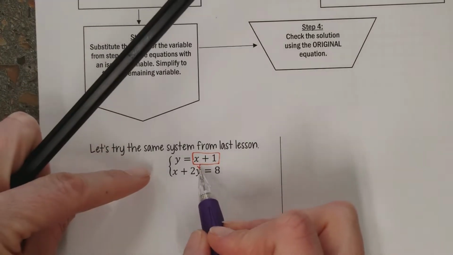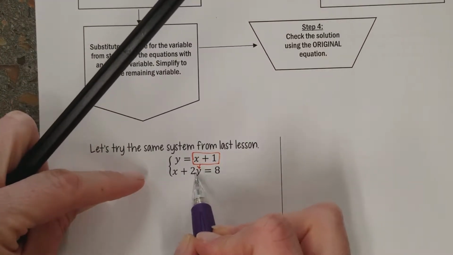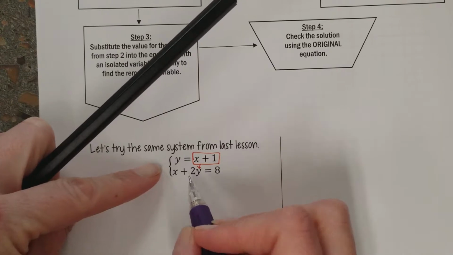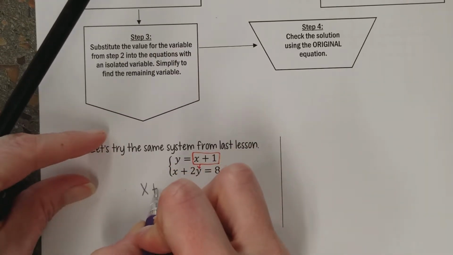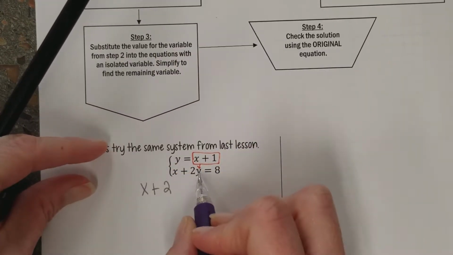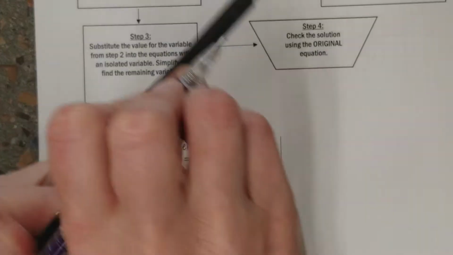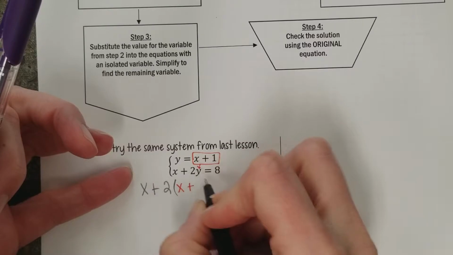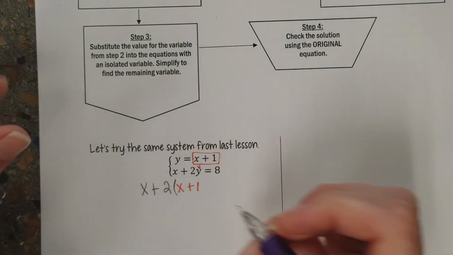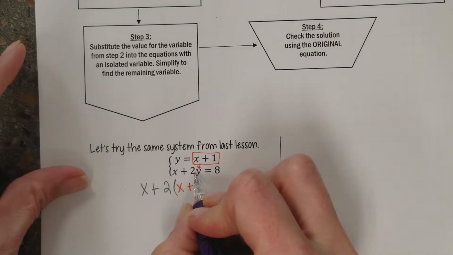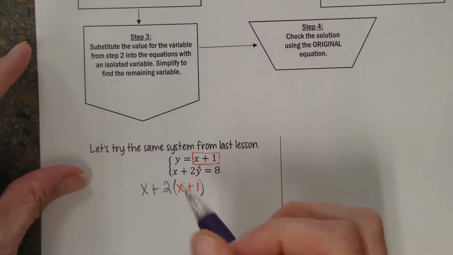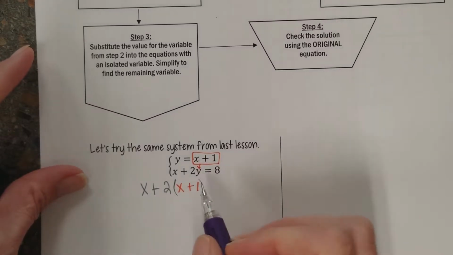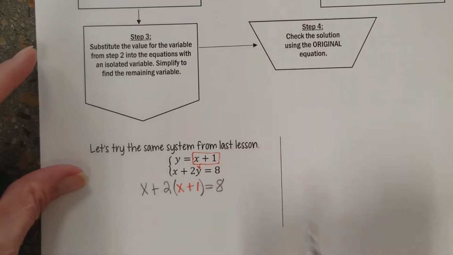So I'm going to bring this in here for y. So nothing else is going to change except this y right here in this equation. So the x plus 2 stays. Now instead of y, though, I'm substituting in x plus 1. And because this y and this 2 are butted up next to each other with nothing in between them right here, it means multiplication. So that's why I'm doing 2 times all of this, okay? And then that equals 8.